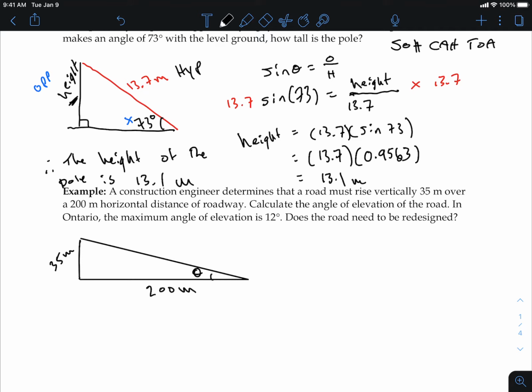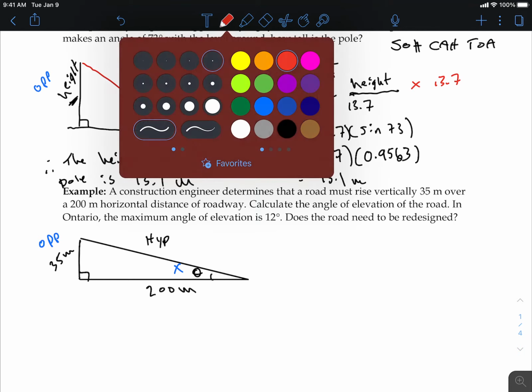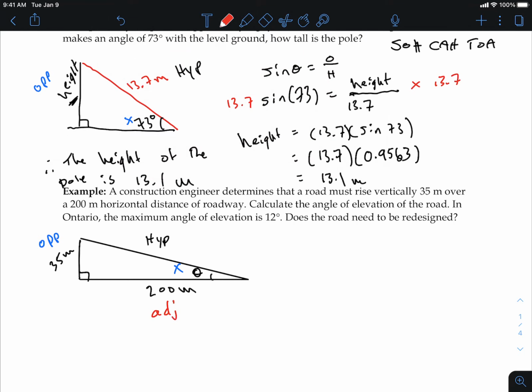Okay. So, I'm standing at theta, right? And I'm like, okay, well, 35 must be opposite. This is still a 90 degree angle down in here, so this must be hypotenuse, which must make this adjacent. So I have two pieces of information that I know. One of them is opposite. One of them is adjacent. Right? What am I going to do?